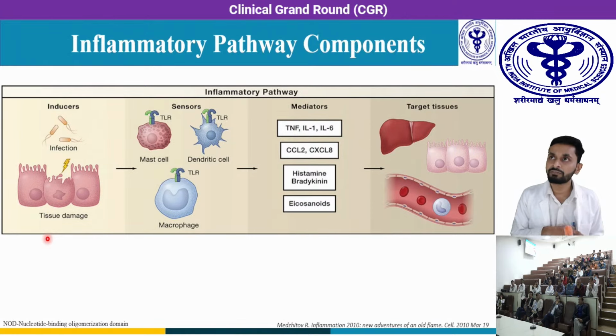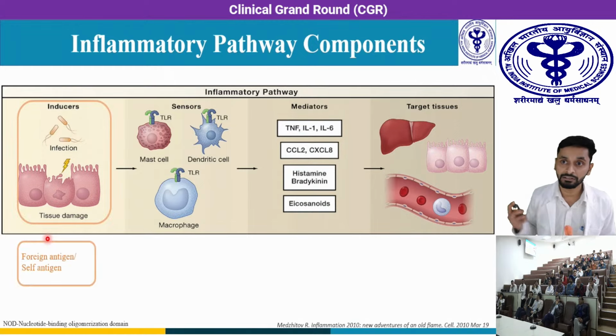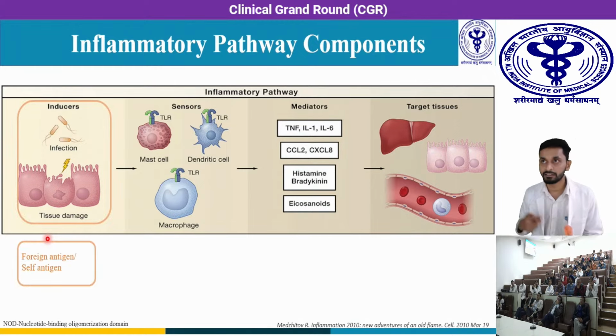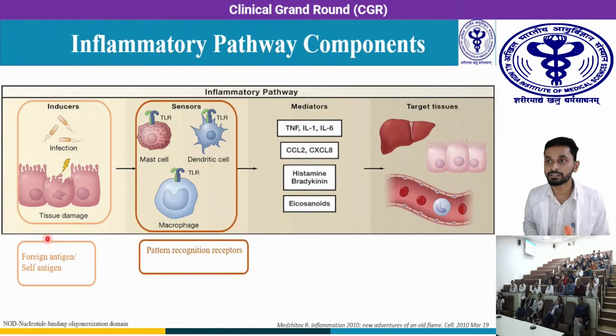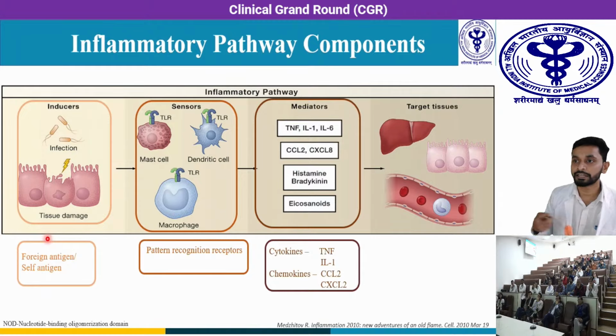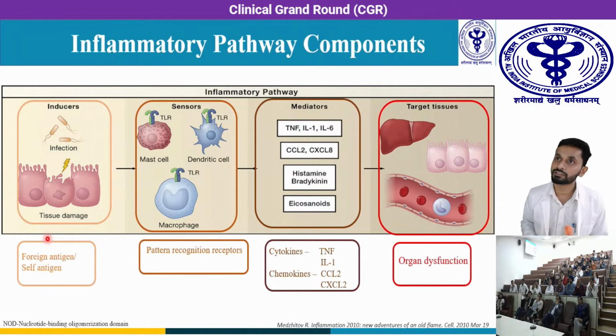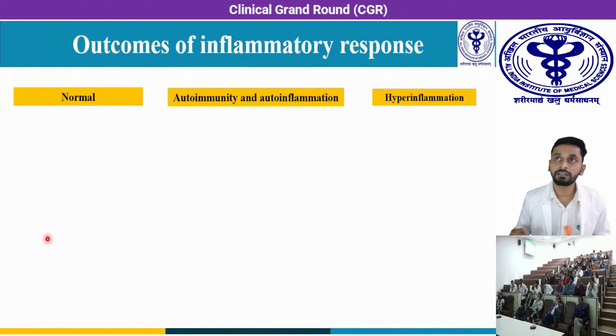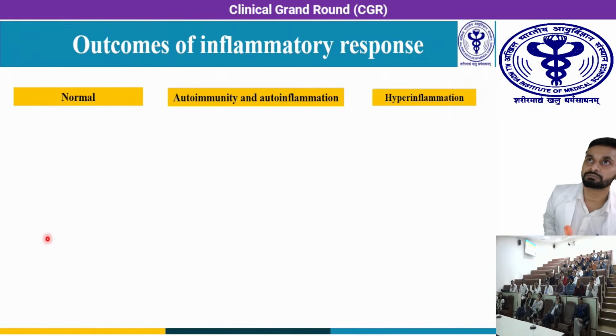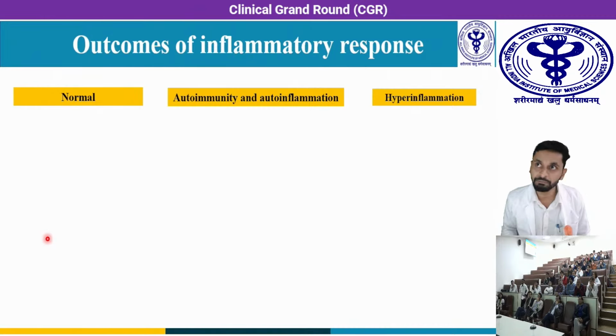Whatever the type, inflammation follows a common pathway. First, it consists of 4 compartments. The first compartment consists of the inducer, which can be a foreign antigen or self antigen, which leads to the stimulation of pattern recognition receptors, which leads to the stimulation of mediators, which include cytokines and chemokines, which act on the target tissue and cause organ dysfunction. So why do we need to know about outcomes of the inflammatory response? Because this decides the patient outcome.